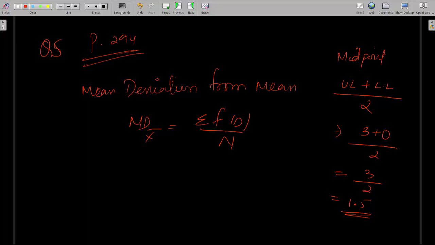And remember, to find out mean, you can use the direct method, that is sigma Fm by N. Here again, you will have to multiply the frequency and the midpoint, which you have just calculated, and you can find out the mean. Clear? Once you find out the mean, it will be easy for you to calculate deviation, that is x minus mean. Now here x, you're going to use what? Midpoint.